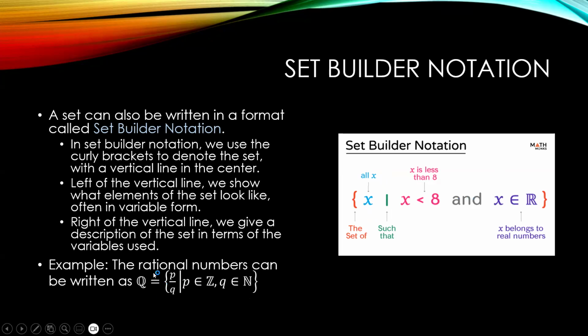A common example is the rational numbers. We can describe the rational numbers as the set Q is equal to the set of all things p over q, where p is an integer and q is a natural number. And this is where we can start using the number sets that we discussed previously, because we're going to be describing sets in terms of other sets.